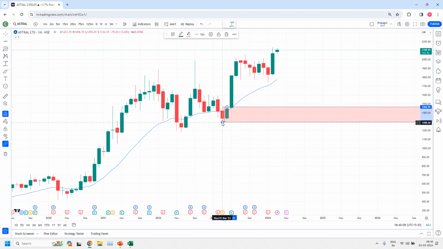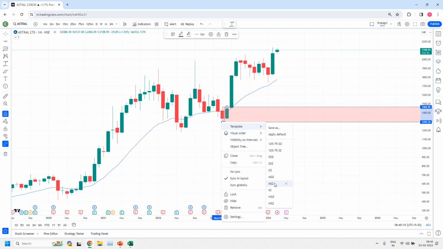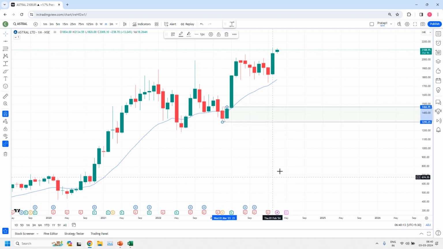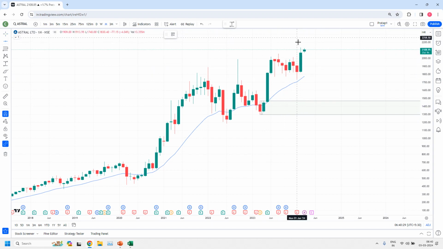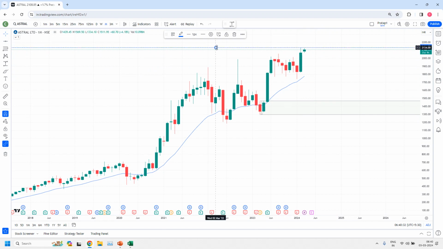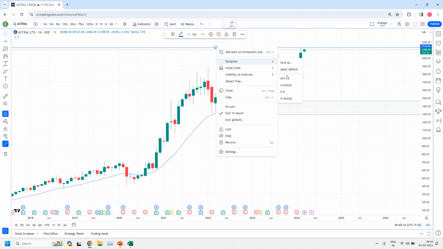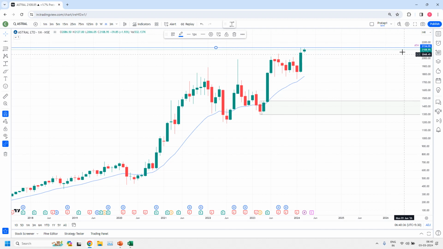This is our monthly demand zone. But does it have an all-time high? No, it does not. Sorry, does it have a supply zone? No, it does not have a supply zone. That's why this demand zone is an all-time high demand zone. So let us mark the all-time high. In the template, I am adding this as an all-time high. So this is the all-time high. The text is also added here.